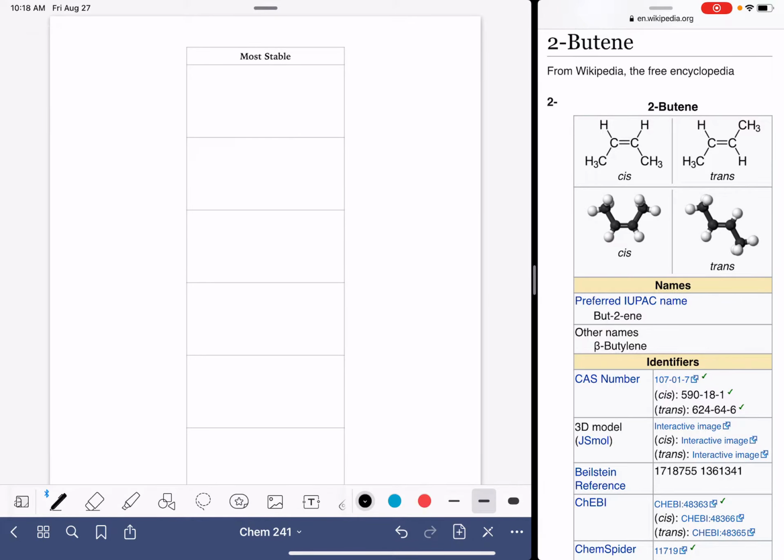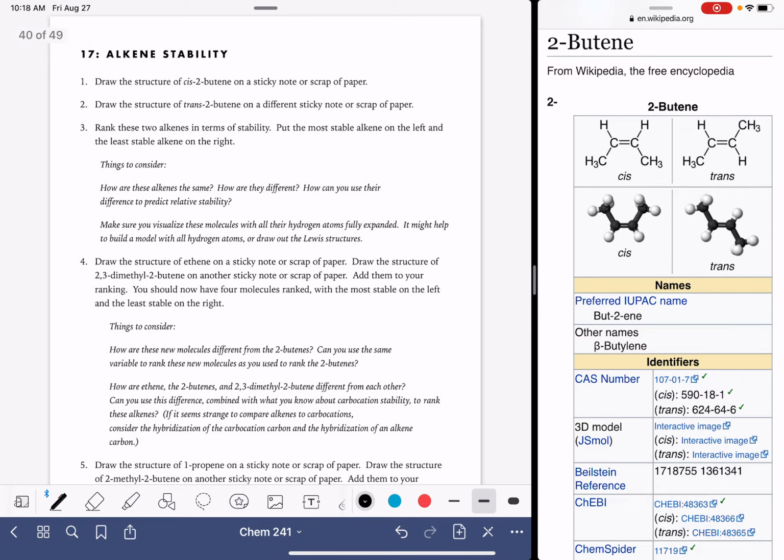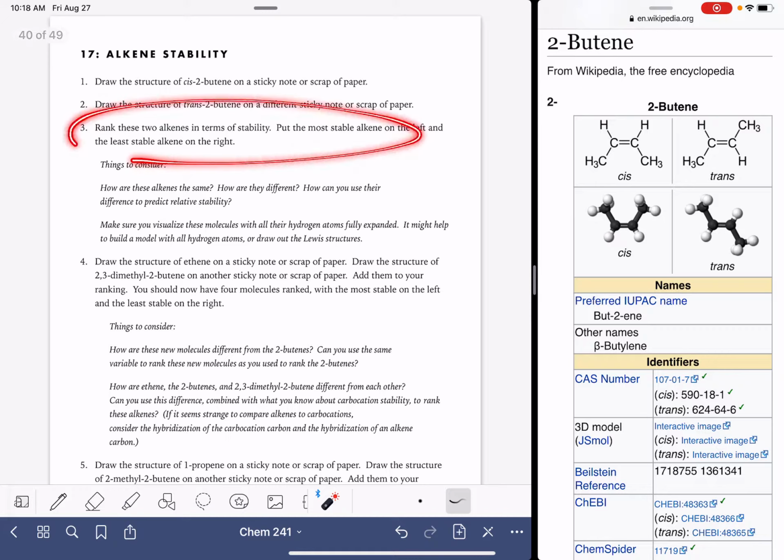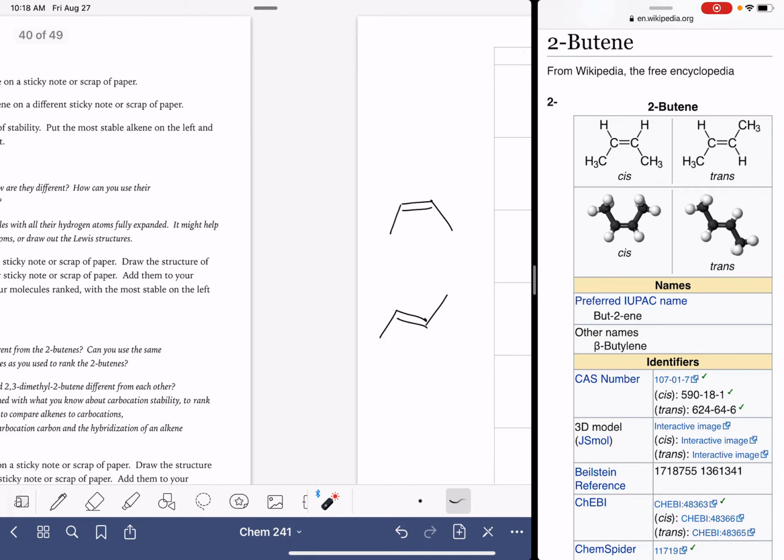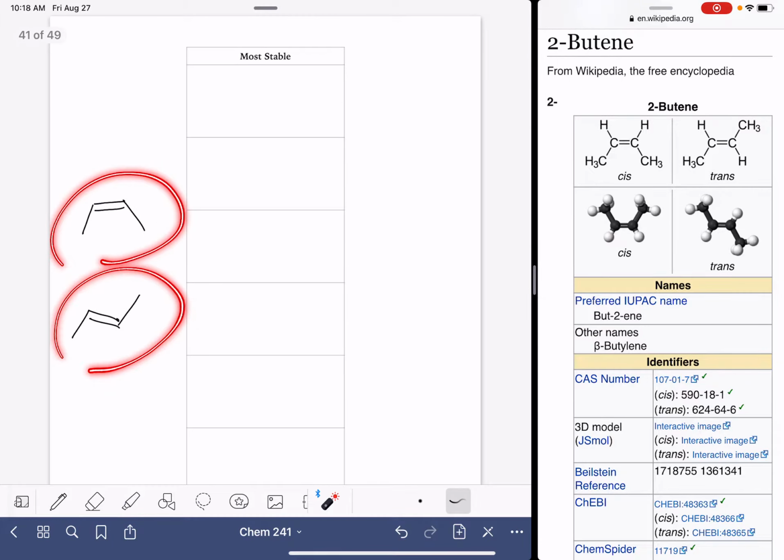I'm going to draw them in line notation instead of a partially condensed notation. And then what we're going to do is rank. We're going to start, like the worksheet asks us to start, by just ranking these two alkenes relative to each other.